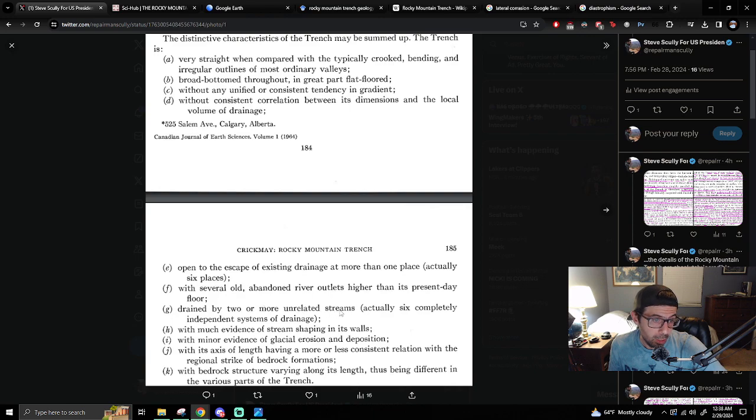Drained by two or more unrelated streams with much evidence of stream shaping in its walls, with minor evidence of glacial erosion and deposition, which basically is saying glaciers are not the cause of the trench. With its axis of length having a more or less consistent relation with the regional strike of bedrock formations, with bedrock structure varying along its length, thus being different in the various parts of the trench.